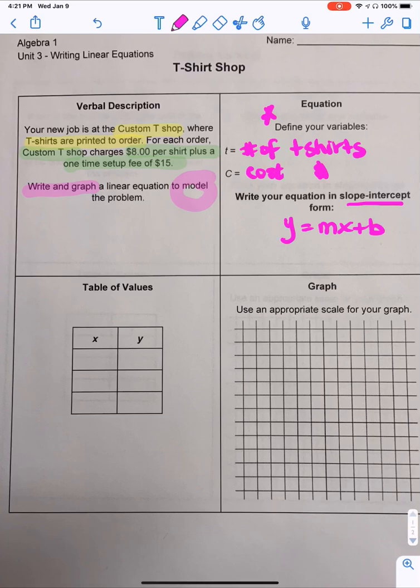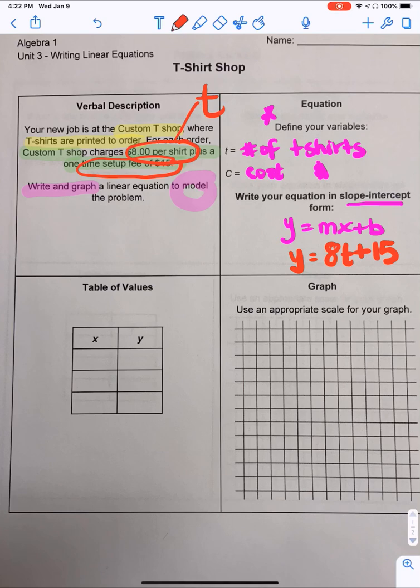And the bigger thing for us to do is to look at how things are changing in our story. So when it says that it's a one-time fee of $15, that means that it's going to cost me $15 from the very beginning. That's going to be like your b value or your y-intercept. On this one, it's $8 per shirt, and I know shirt is the letter T. So that means 8 is going to go with the T over here.